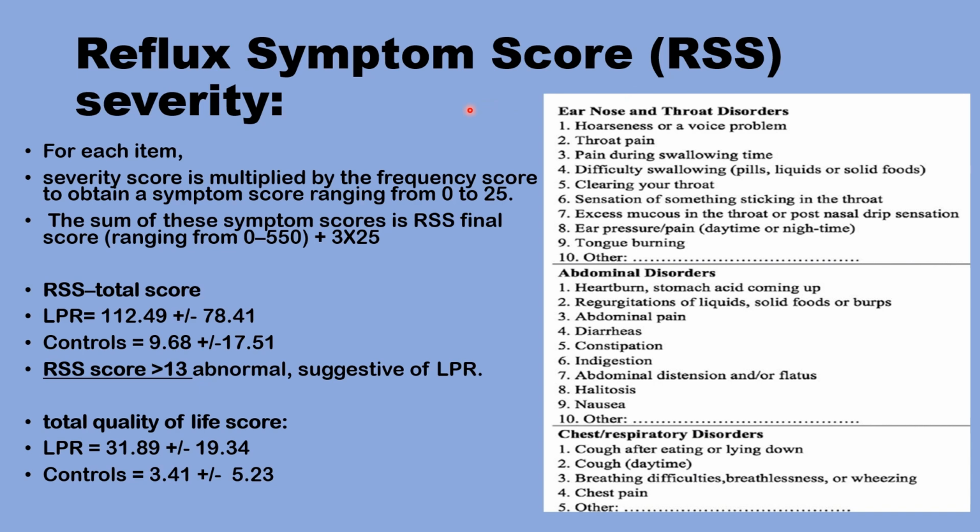And after scoring each item for the frequency, the patient would score each item again for the severity. So items like hoarseness of voice or the throat pain would be scored twice, once for the frequency and the other for the severity, and the final outcome would be the multiplication of the two. You multiply the severity and the frequency score to obtain anything between 0 and 25 points for each of the 22 different items. This would total up to 550 points for the score, plus if the other questions were included, another 75 points.